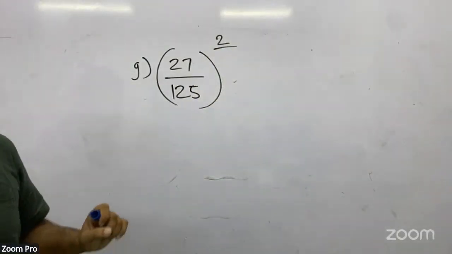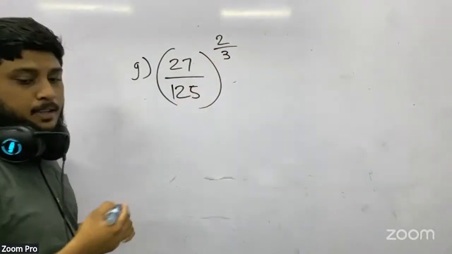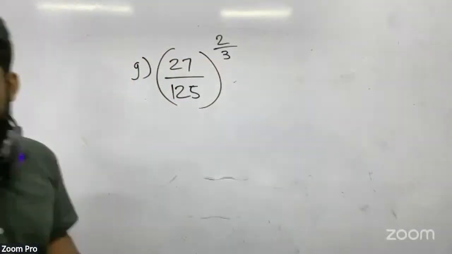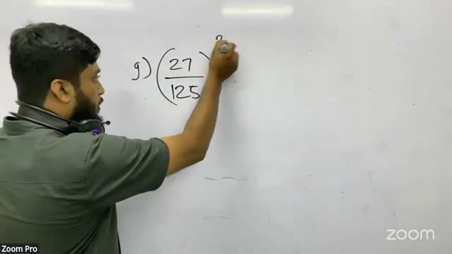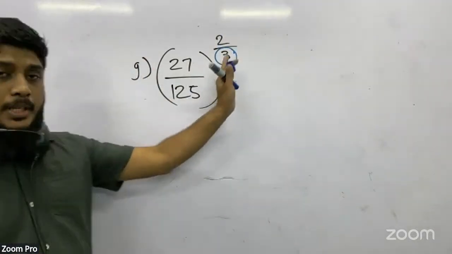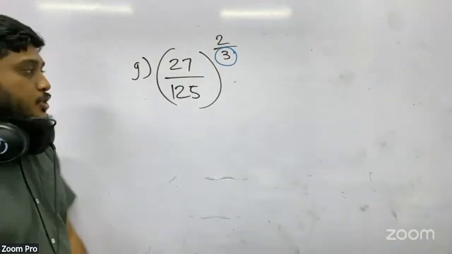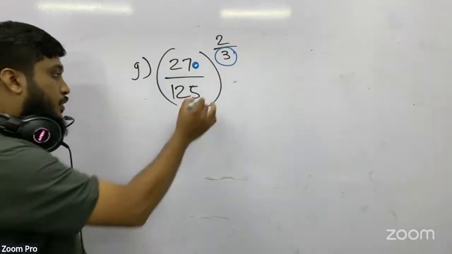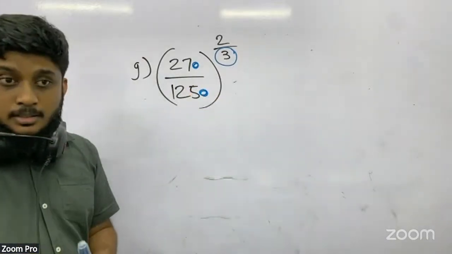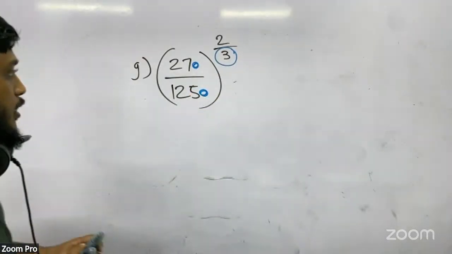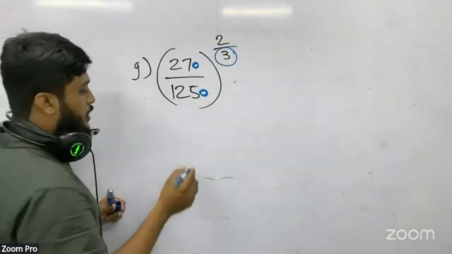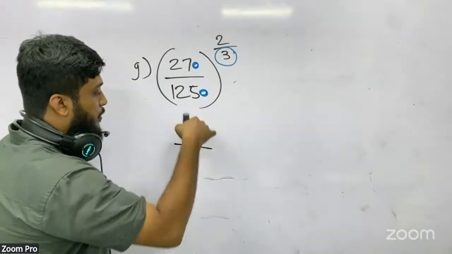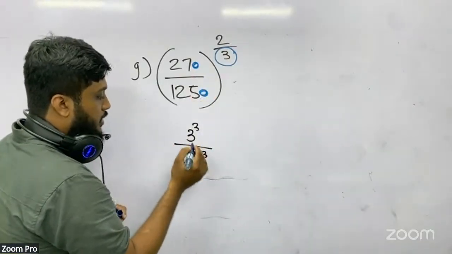Then we have to see the denominator. What is the denominator here? Now listen. Denominator is 3. If the denominator is 3, this 27 also I have to write as power 3. This 125 also I have to write as a power 3. Which one to the power 3 is 27? 3 to the power 3. 125, which one to the power 3? 5 to the power 3.